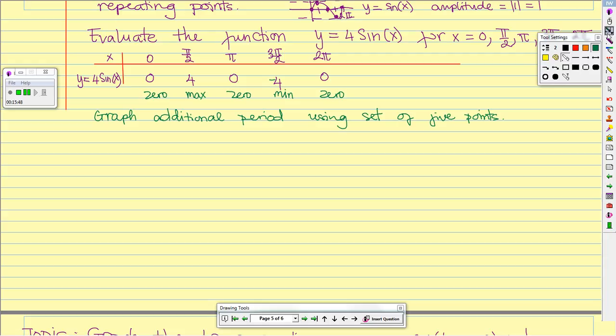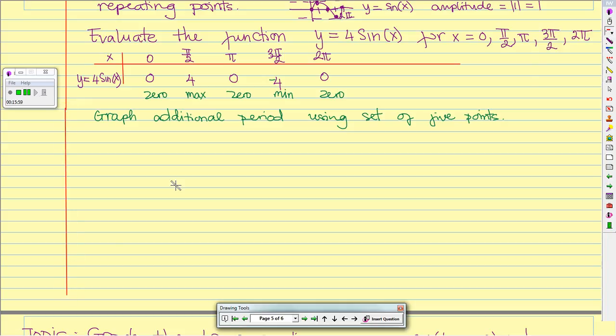So let me do the second example with you, and this time we will do it a little bit faster because now we kind of see how the pattern of the sine graph looks like. So this time we will go much faster. So let's do example 2.